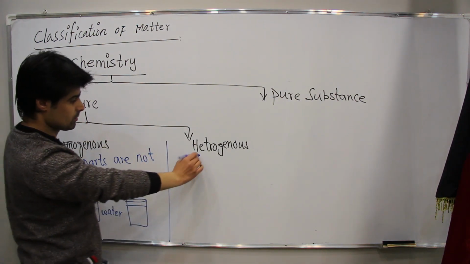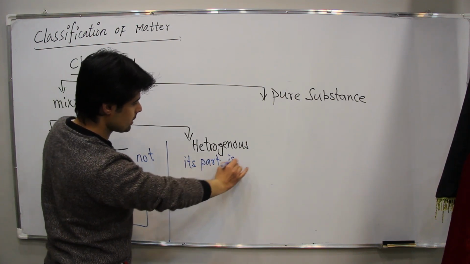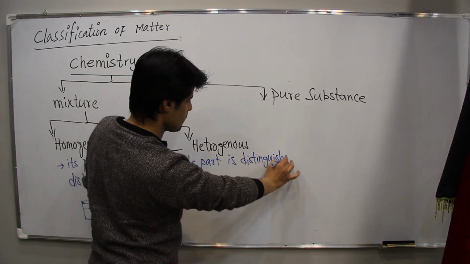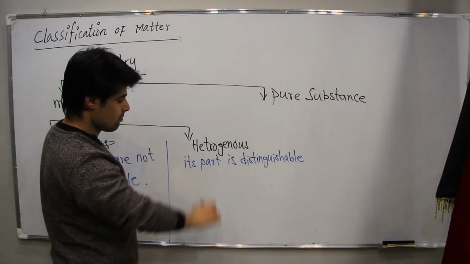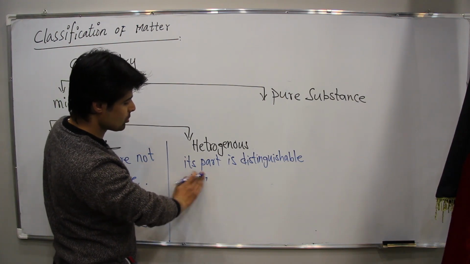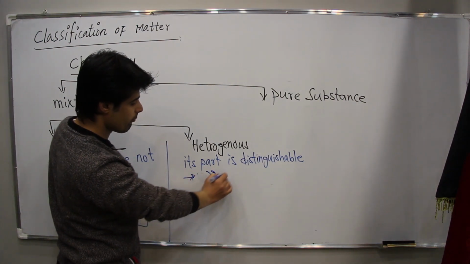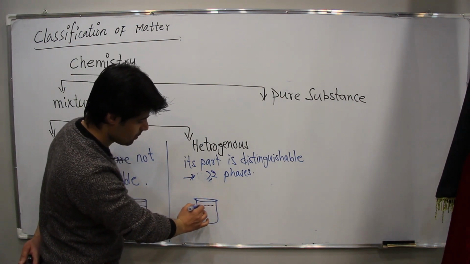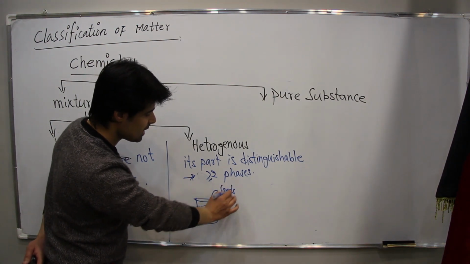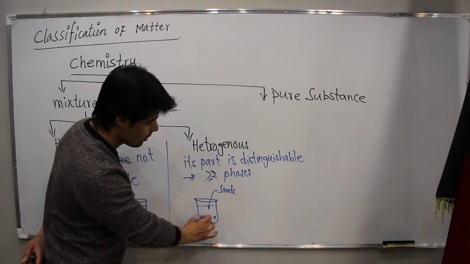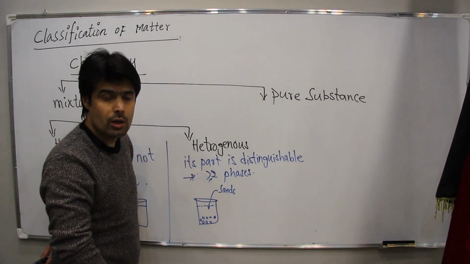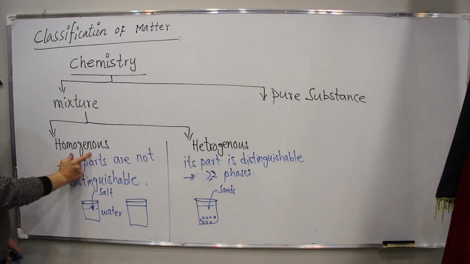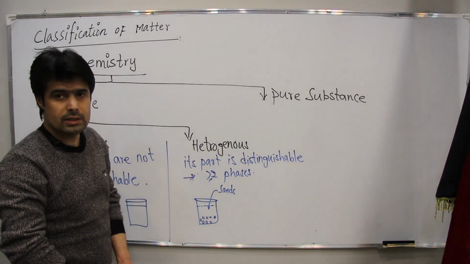Whenever you're talking about heterogeneous, its parts are distinguishable. What does it mean? It means it has two or more than two phases. For example, we have water, and I put in some sand or tea. Now, by looking, not tasting, just by looking, you can tell that there is something in there. In homogeneous, you cannot. It has one phase, but heterogeneous has two or more than two phases.